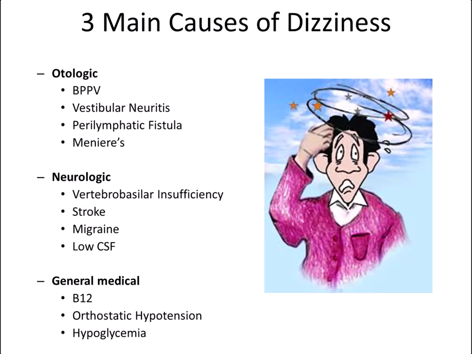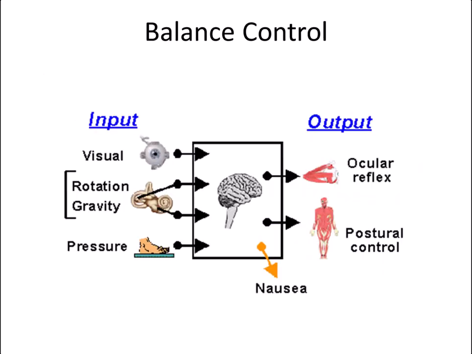The second main cause of dizziness would be neurologic. This could be due to vertebrobasilar insufficiency, a stroke or TIA, a migraine, or low cerebrospinal fluid. And the third cause would be a general medical cause. It could be a deficiency of B12. The patient might have orthostatic hypotension, or they could possibly be hypoglycemic.